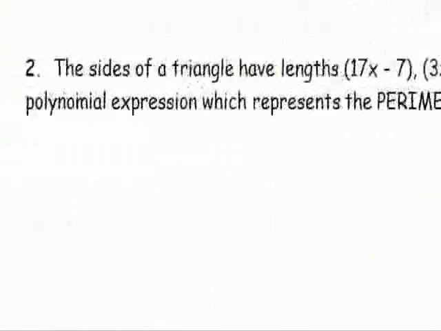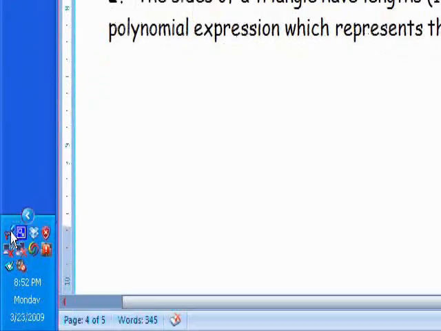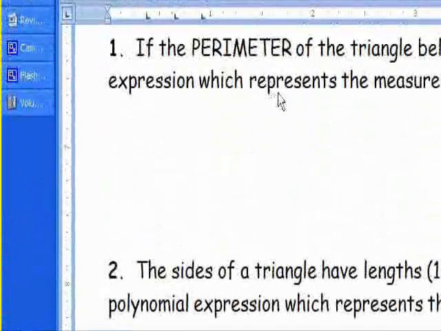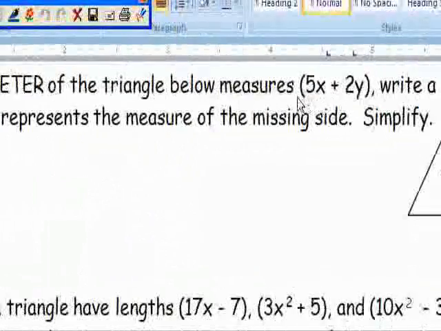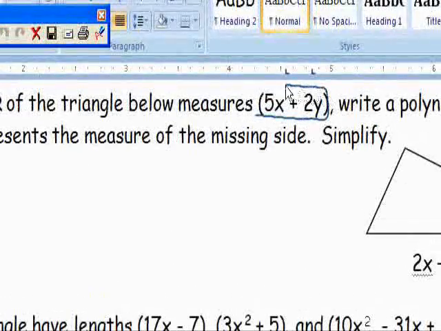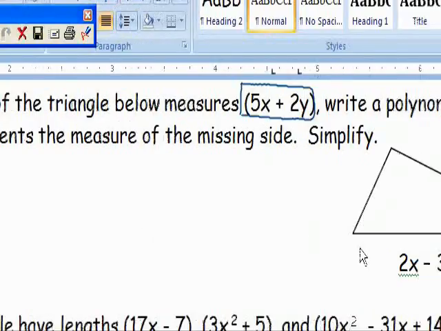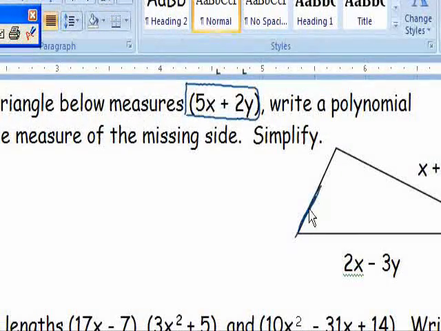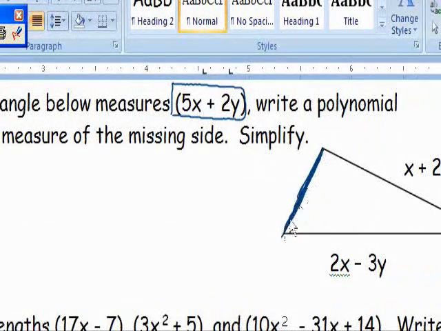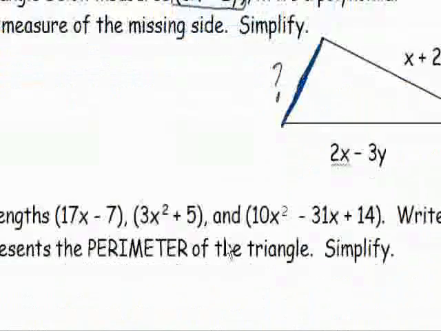Okay. Let's take a look at number 1. If the perimeter of the triangle below measures this, so we're given the perimeter, write a polynomial expression which represents the measure of the missing side. So we're trying to figure out what this missing side is. How long is this side? We don't know that.